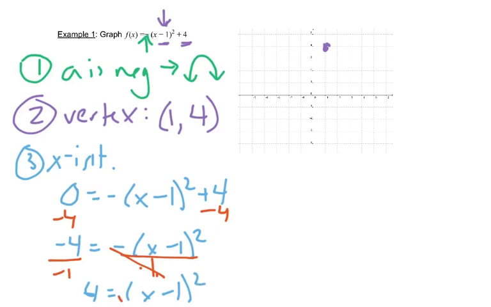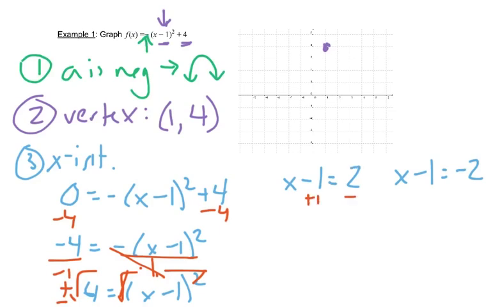And remember, to solve a squared term, we take the square root, but when we do that, we have to do positive and negative square root. So now we actually have two problems. Oh, and over here it cancels that out. So we actually have x minus 1 equals a positive 2, and x minus 1 equals a negative 2.